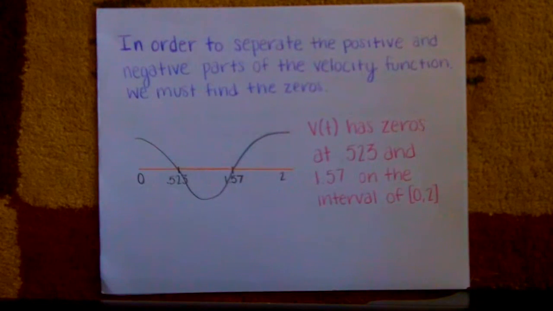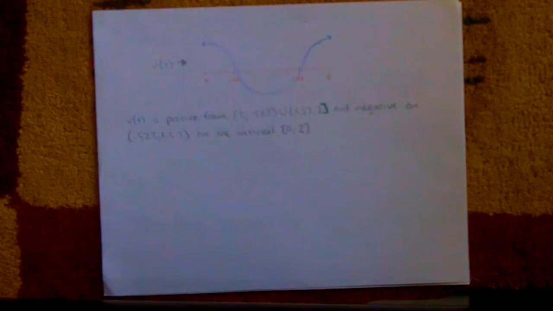In order to separate the positive and negative parts of the velocity function, we must find the zeros. The velocity function has zeros at 0.523 and 1.57 on the interval of 0 to 2. The velocity is positive from 0 to 0.523 and from 1.57 to 2. Velocity is negative from 0.523 to 1.57 on the interval 0 to 2.